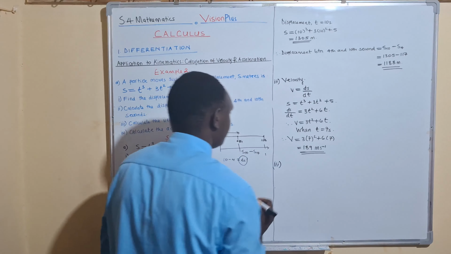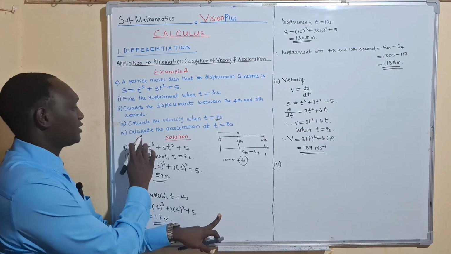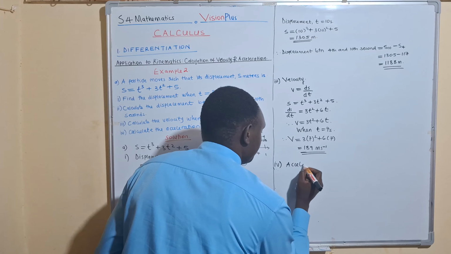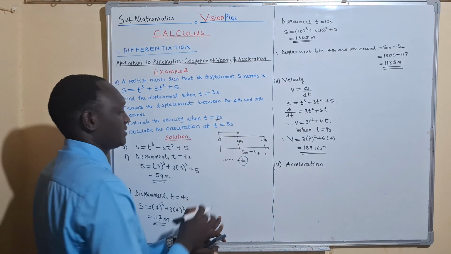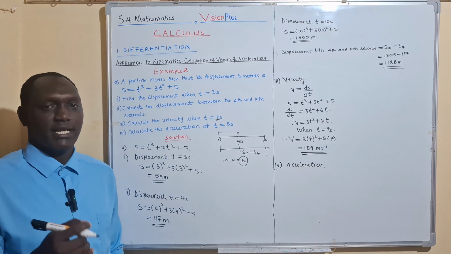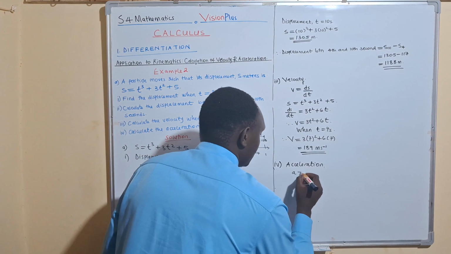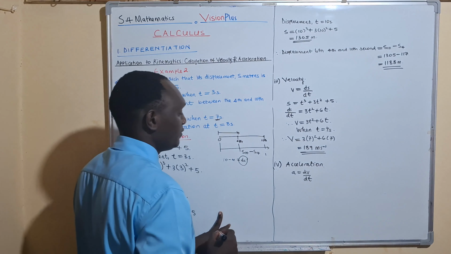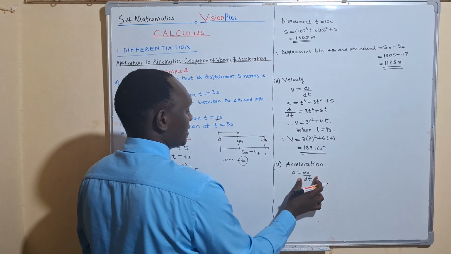Now for the last part, part 4, is calculate the acceleration. It has asked about acceleration. At what time? When the time is 8 seconds. Now, what is acceleration? Acceleration is the rate of change of velocity with time. Therefore, a is dv dt. Okay? That means we need to get dv dt. How do we get dv dt?